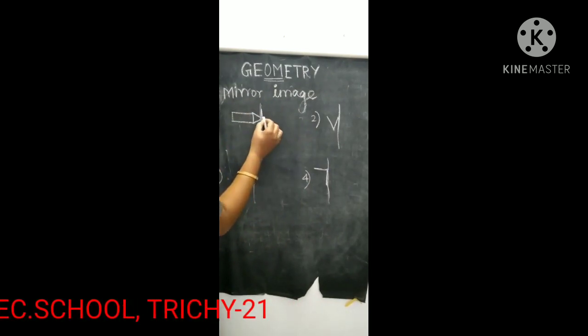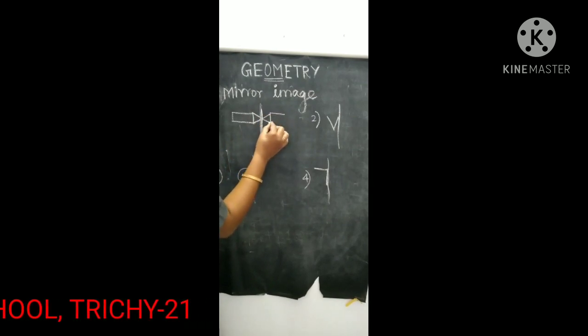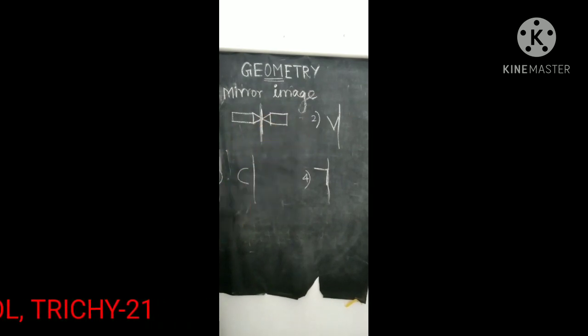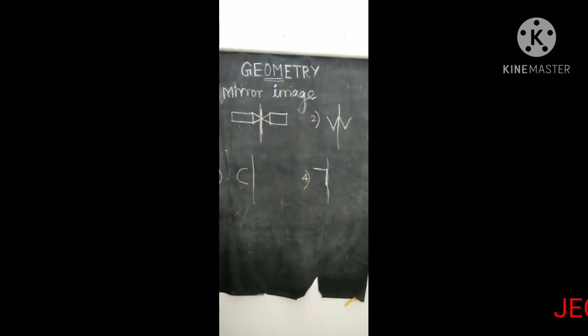Next, the first one. See, this is a mirror image. You want to draw the image in the same opposite direction. Next one, see V. Same thing. So it is called a mirror image.